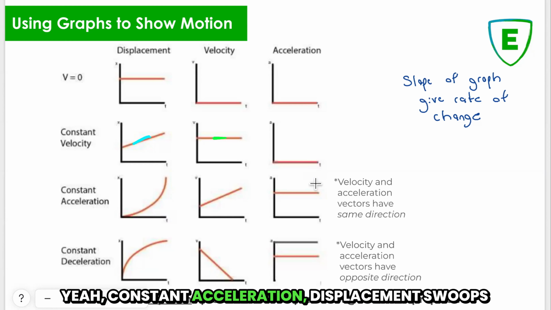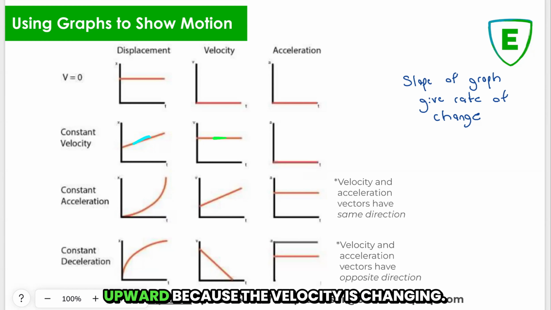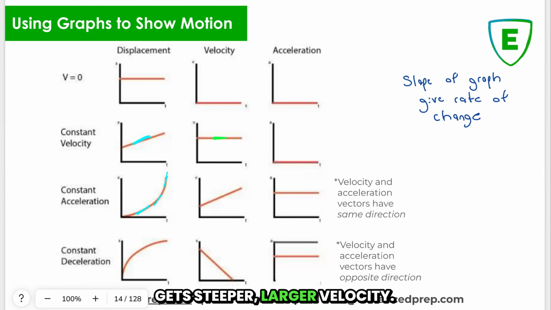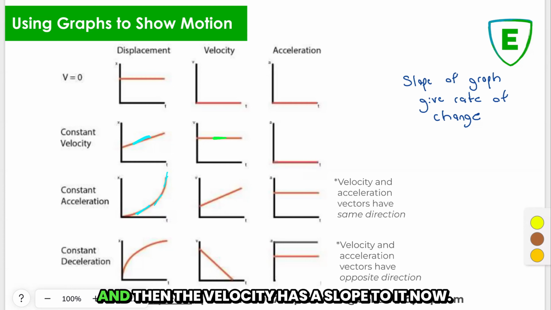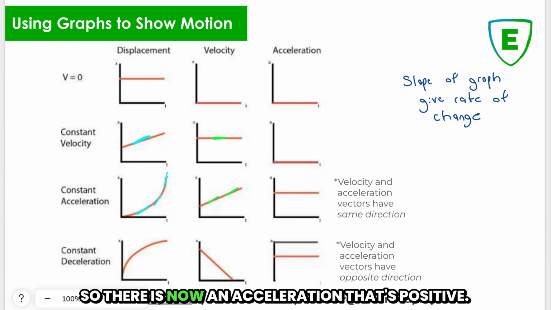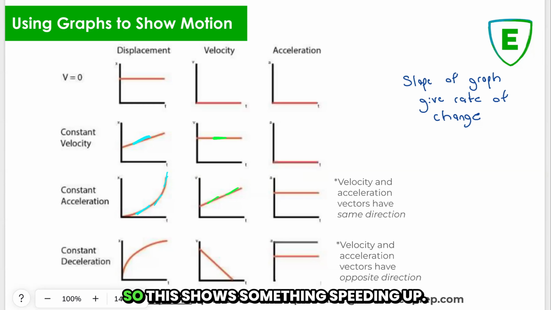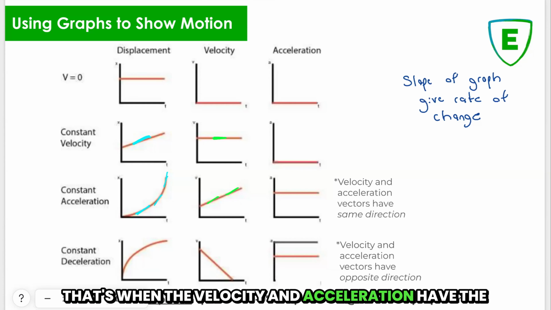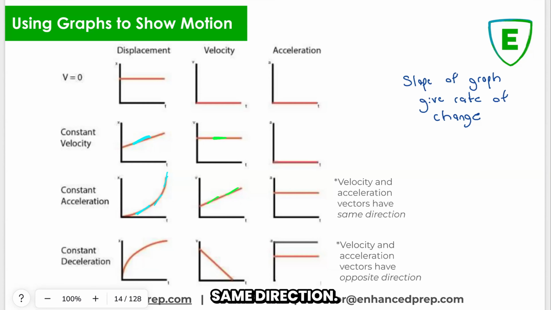Yeah, constant acceleration, displacement swoops upward because the velocity is changing. So I get a bunch of different slopes here. So velocity is changing and it's increasing. Gets steeper, larger velocity. Yeah, and then the velocity has a slope to it now. So there is now an acceleration that's positive. Okay. So this shows something speeding up. That's when the velocity and acceleration have the same direction.